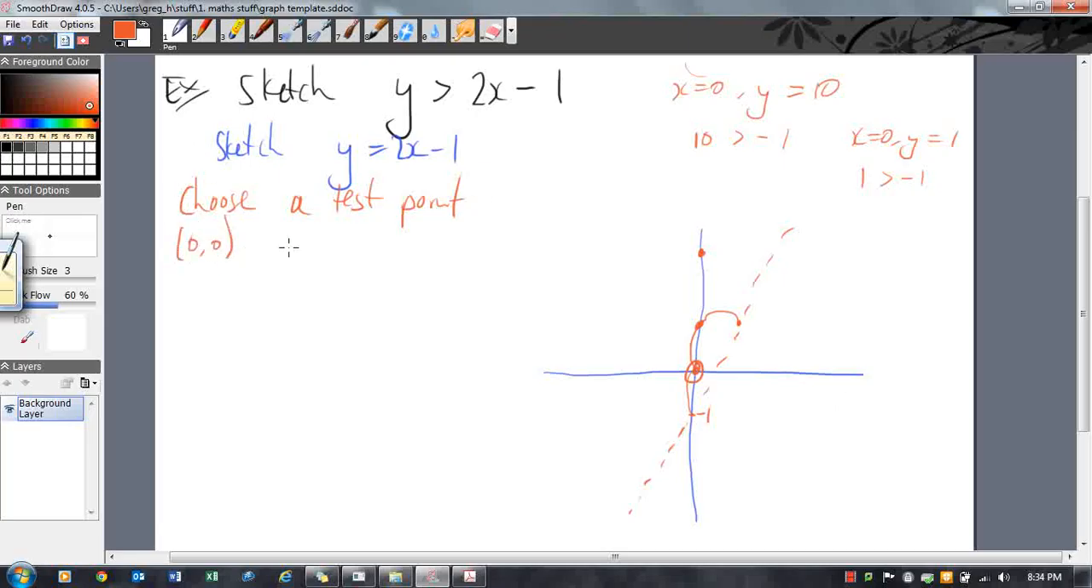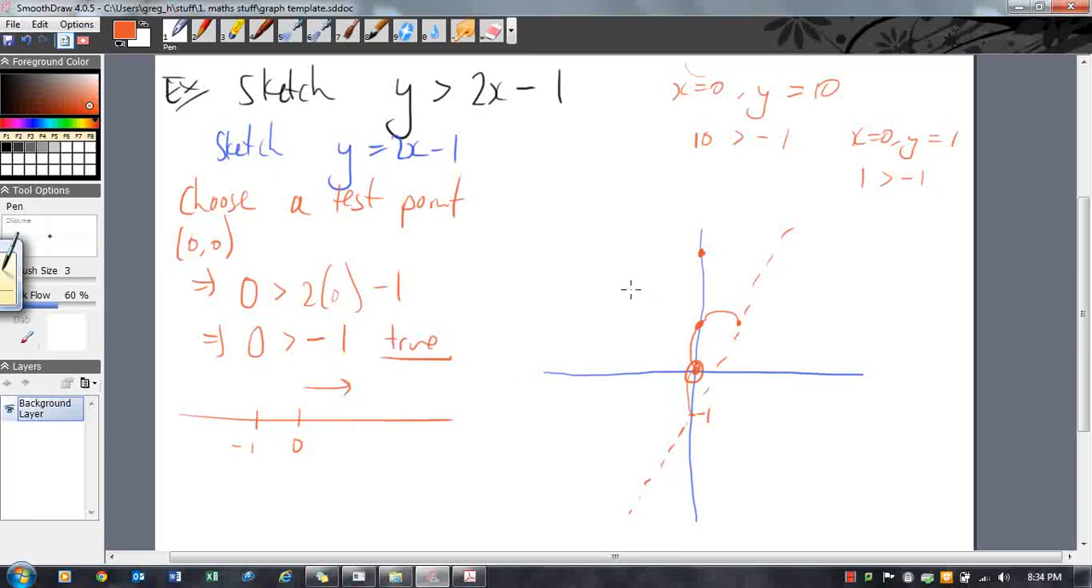Let's choose the origin, 0, 0. Now, at 0, 0, x is equal to 0, y is equal to 0. Let's put it into this inequality and see if it's true or not. So therefore, 0 is greater than 2 times 0 minus 1. Let's just clean it up. 0 is greater than 2 times 0 minus 1, which is just negative 1. Is 0 greater than negative 1? Yes, it is. If you think about your number line, there's 0, there's negative 1. 0 is bigger. It's to the right of it. So 0 is bigger. This is true.